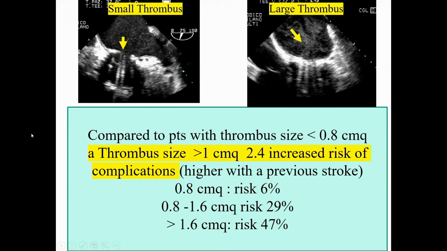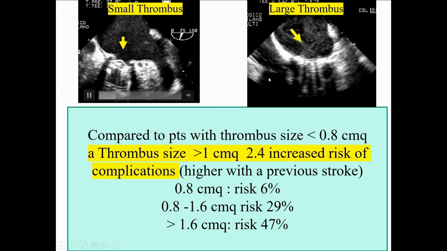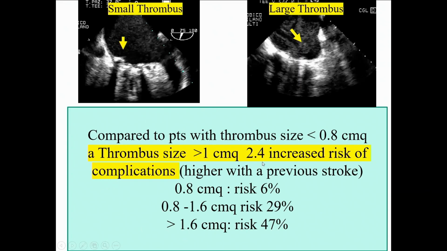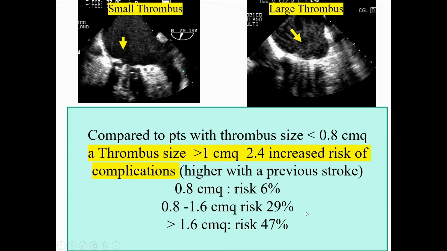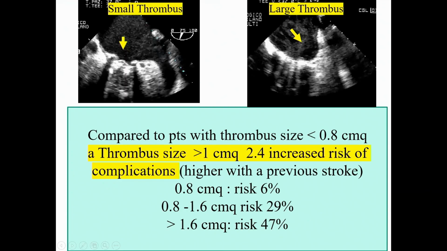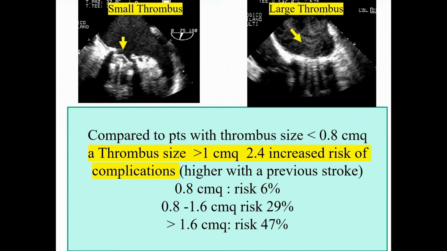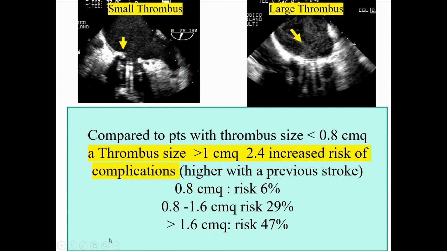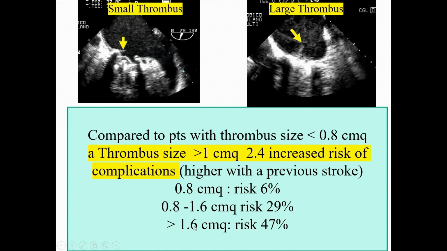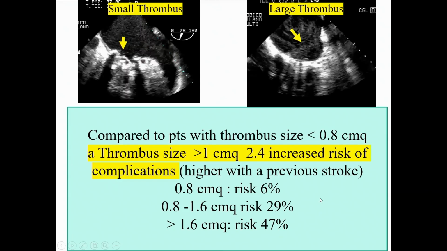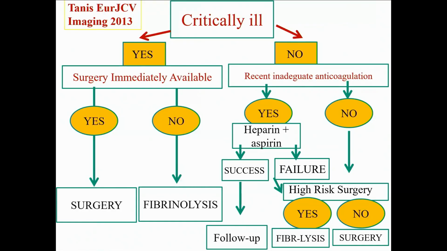Two examples: a very small thrombus, as you can see in this, and a large thrombus, and there is clearly a relation between the area of the thrombus and the risk to the patient, up to 47% in very high-risk cases when the thrombus is very, very large. So in a critically ill patient, generally we have surgery when available, but there are also cases in which we may prefer the thrombolysis.